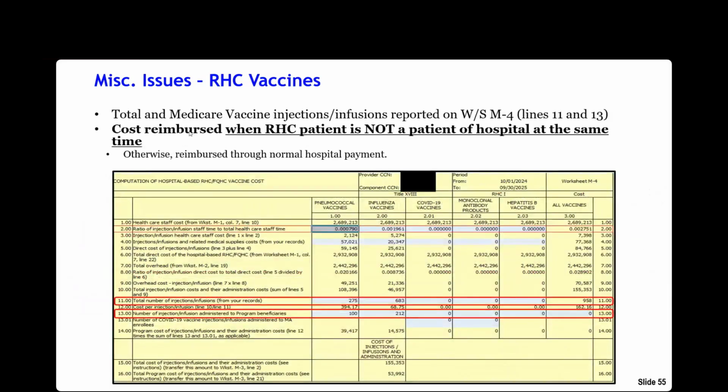By the way, there's one important phrase here. These are allowed for cost reimbursement when the RHC patient is not simultaneously a patient of the hospital, so at the same time there. If they are at the hospital, they're reimbursed through the normal hospital payment, and as we'll see in the instructions, you're not supposed to report these here. That's duplicate reimbursement.